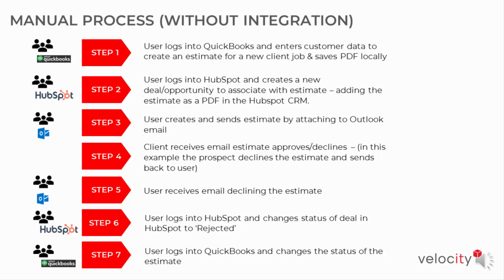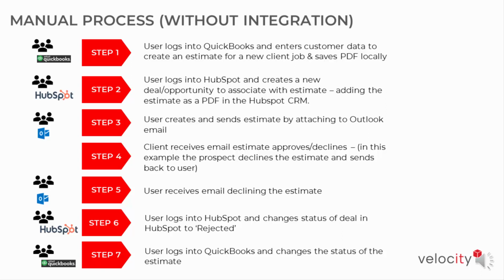Having created the deal or the opportunity in HubSpot, they then add the PDF estimate to that record in HubSpot, so they had again one version of the truth and complete audit trail of what was happening with that estimate and that proposal. The user then basically needs to send that estimate to the client, and obviously they do that by attaching it to an email and via Outlook and Exchange.